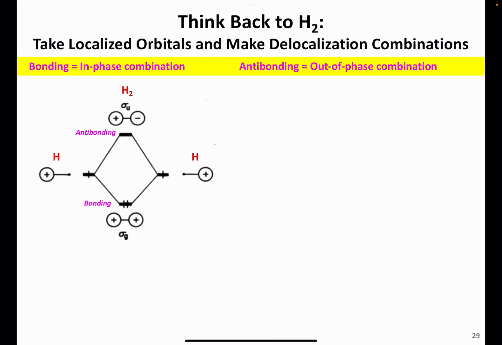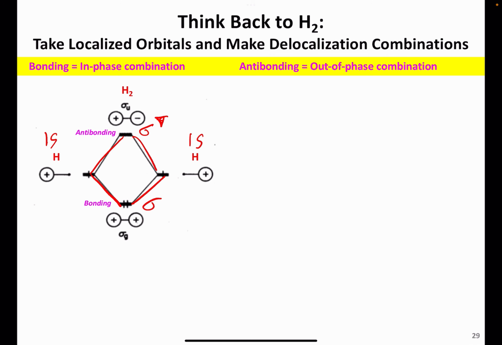If you go all the way back to H2, remember H2 is formed between 2 hydrogen atoms. Both hydrogen atoms just have a single 1s orbital. If you add them in a constructive fashion, you get a sigma type orbital, that is the bonding orbital. If you add them in a destructive fashion, you form a sigma star type orbital. That sigma star type orbital is antisymmetric in nature. It's out of phase.